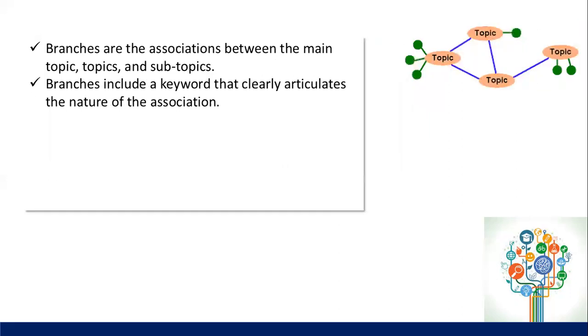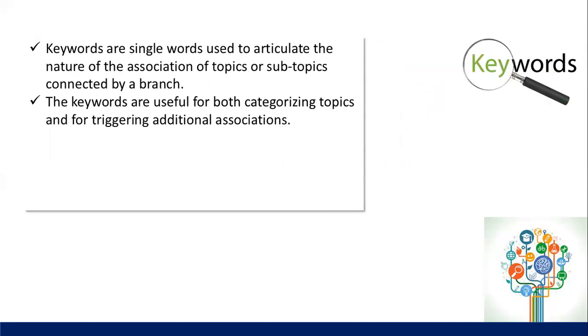Branches are the associations between the main topic, topics, and subtopics. It's like a connection between topics. Branches include a keyword that clearly articulates the nature of the association, like how it is connected. Next is keywords. Keywords are single words used to articulate the nature of the association of topics or subtopics connected by a branch. The keywords are useful both for categorizing the topics and for triggering additional associations.